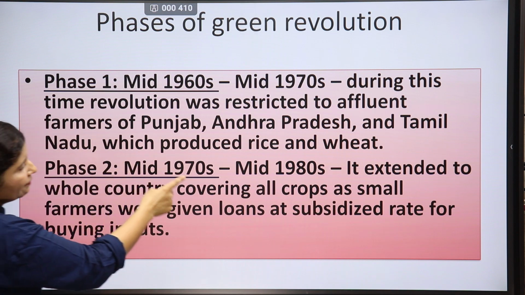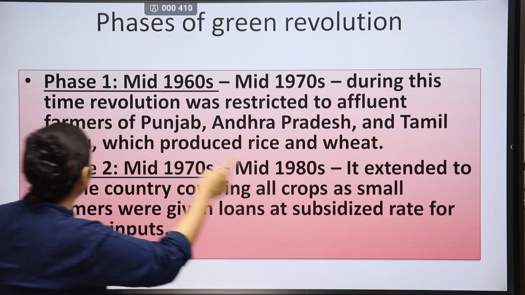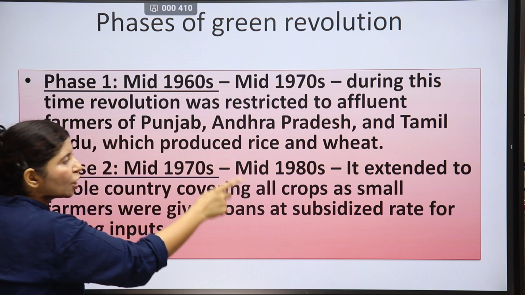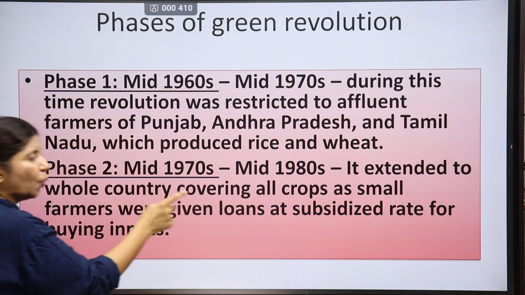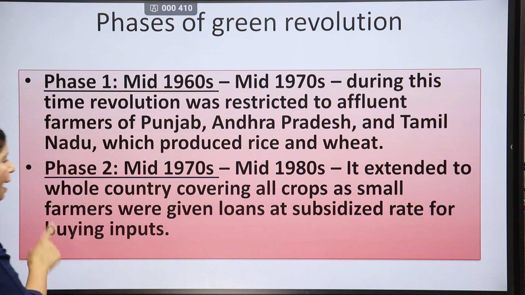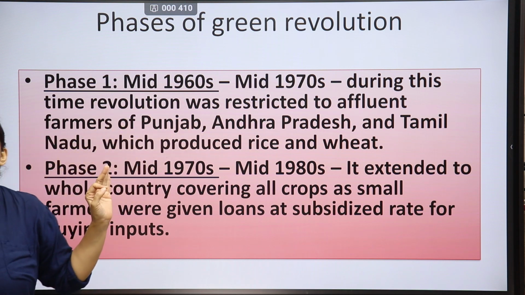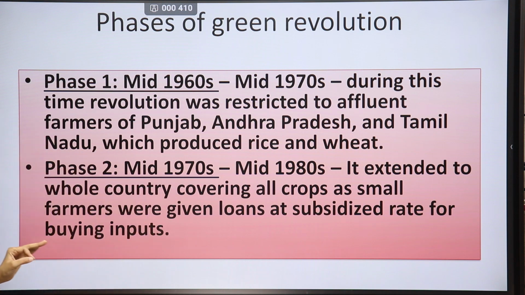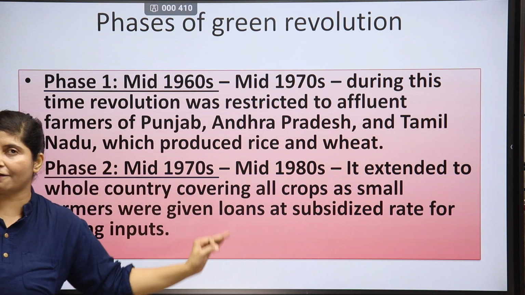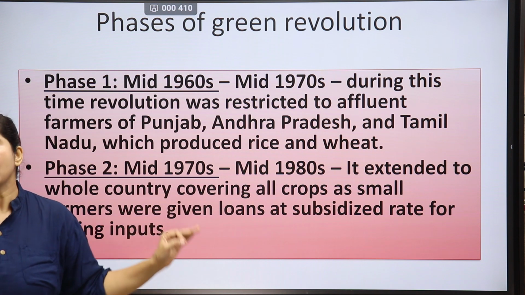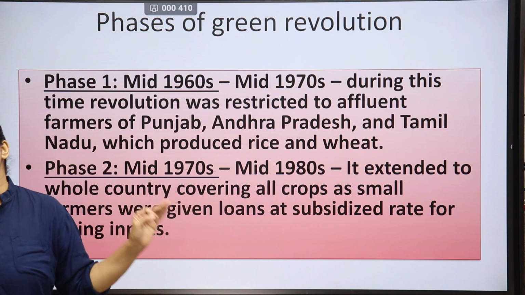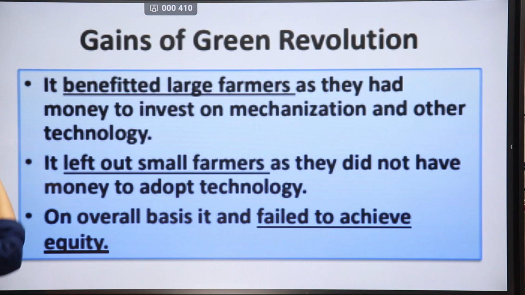Phase 2, mid-1970s to mid-1980s. It extended to the whole country, covering all crops, as small farmers were given loans at a subsidized rate for buying inputs. Previously it was concentrated only in Punjab, Andhra Pradesh and Tamil Nadu among affluent farmers who were rich. But now this revolution covered the whole nation. The government too gave loans at a subsidized rate to small farmers, and they could also purchase machines and modernize cultivation on their farms.